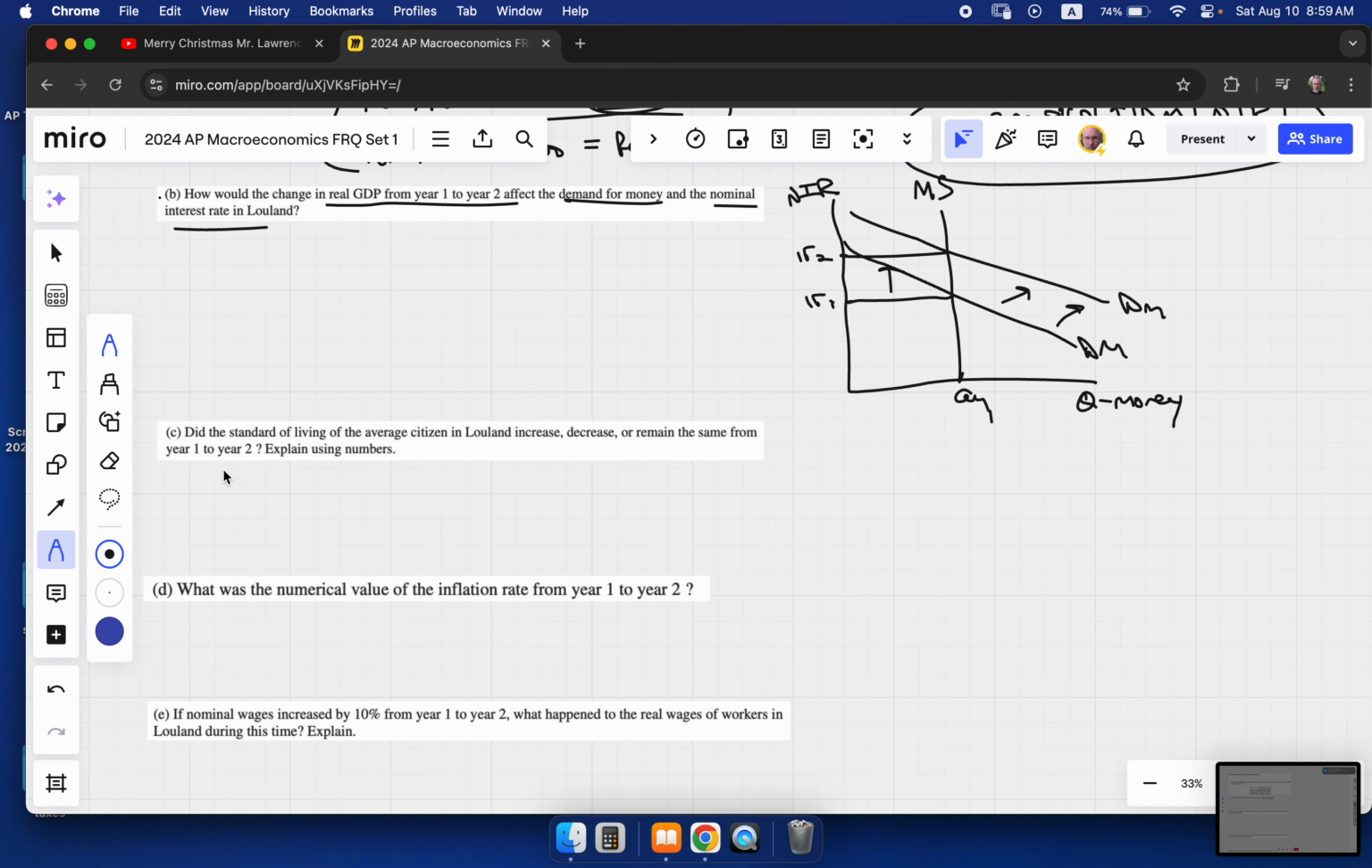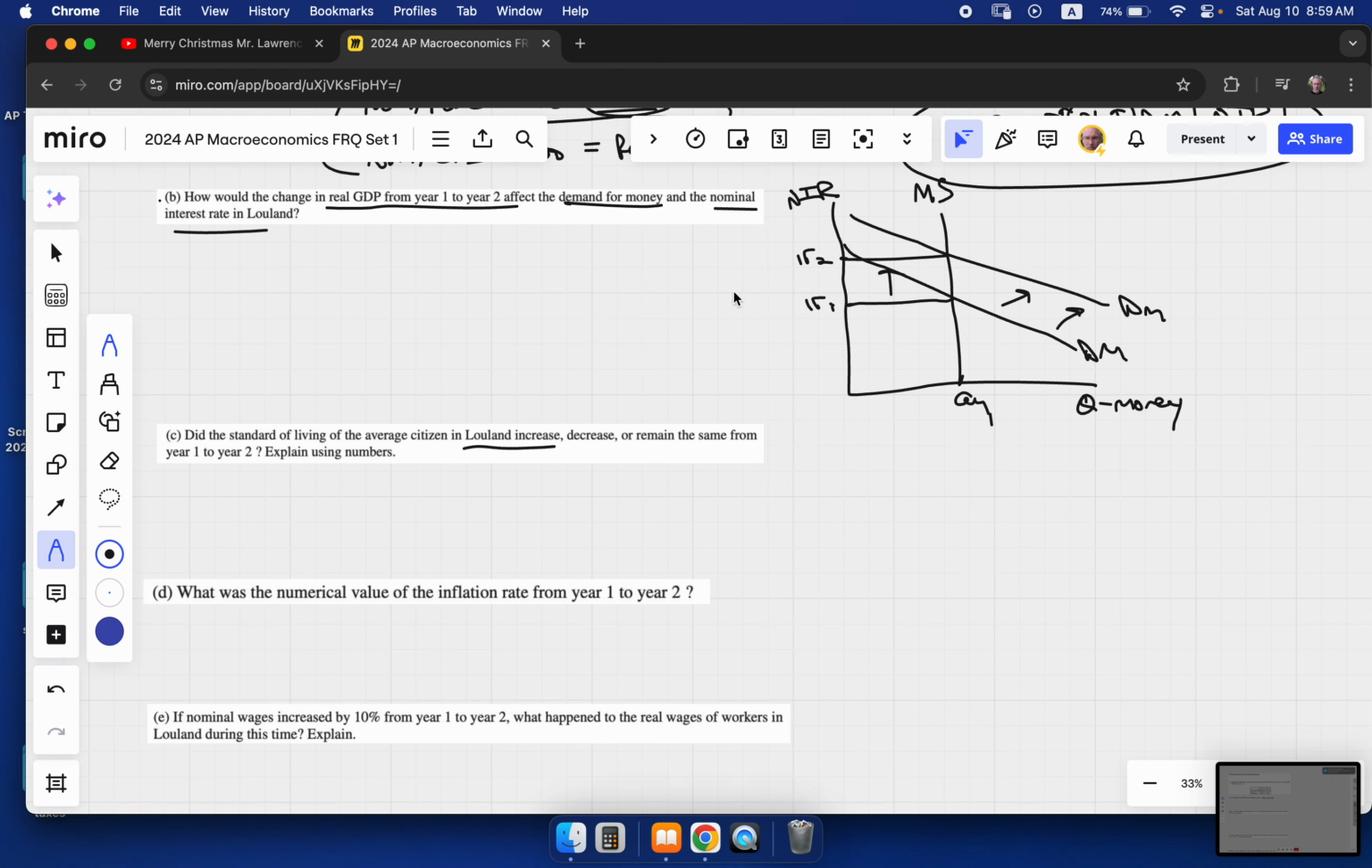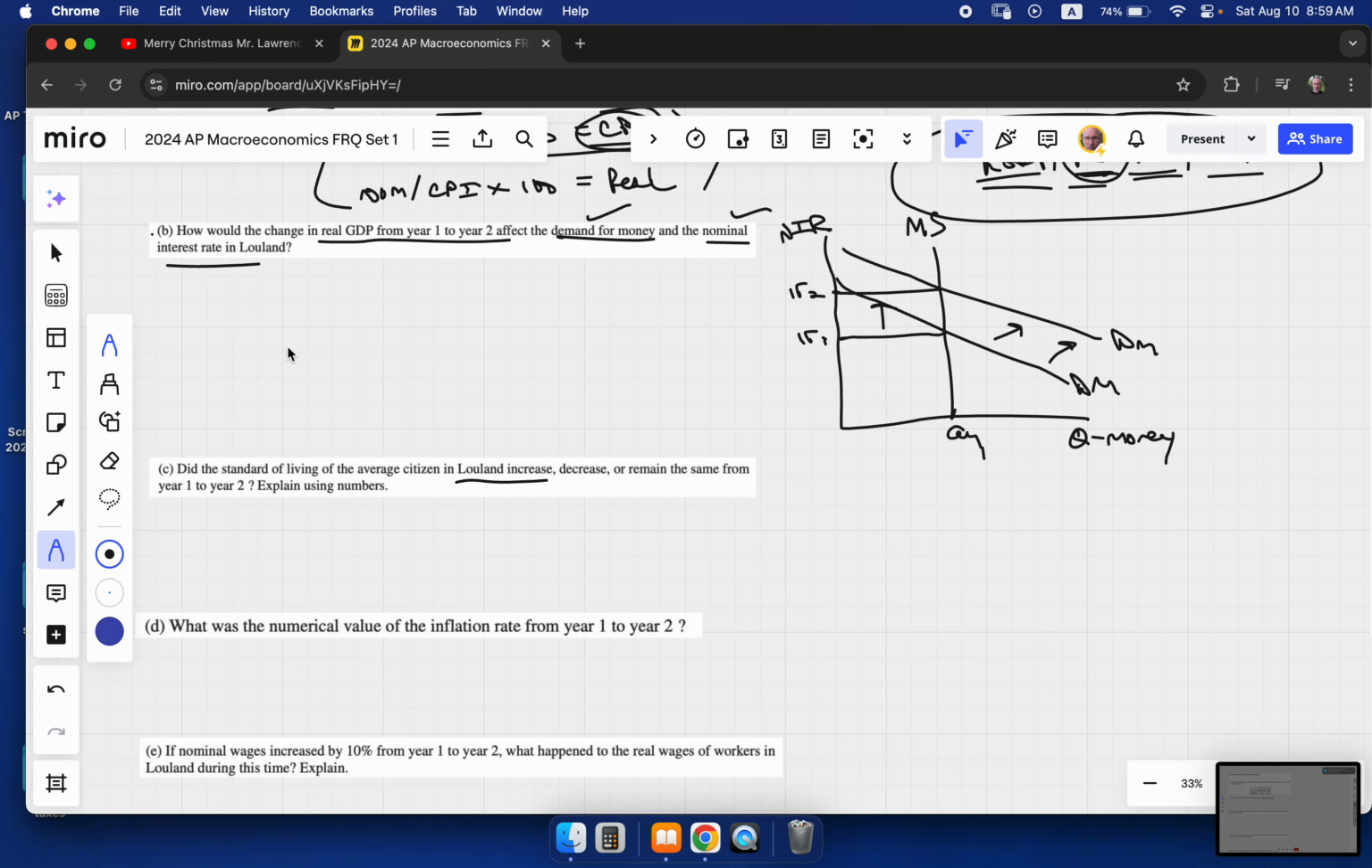All right, number C, did the standard of living of the average citizen in Luland increase, decrease, or remain the same from year 1 to year 2? Explain using numbers. Standard of living, we're thinking about real GDP per capita. That is our gold standard of living, real GDP per capita.